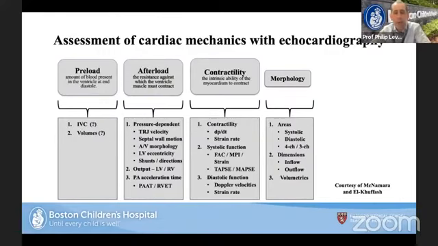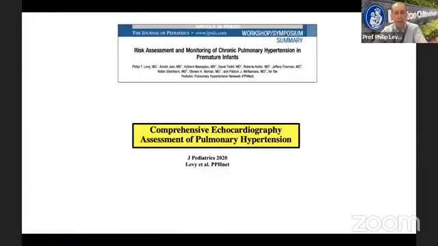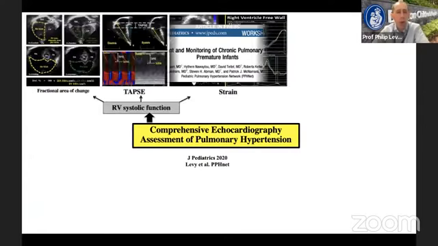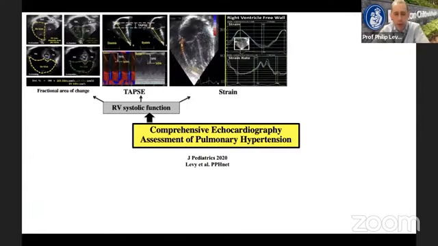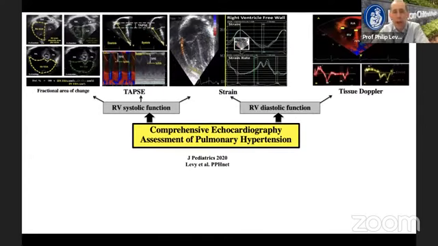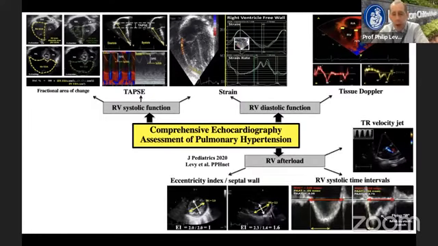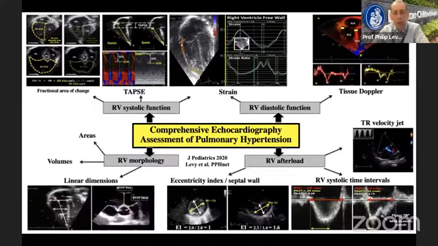I'm not asking for people to memorize the measures. I'm asking for people to understand what the measures are looking at. They're looking at measures of afterload, contractility, and preload. And what we have done succinctly over time is we have published these algorithms. So this is a paper from 2019 looking at pulmonary hypertension. We've looked at measures of RV function. We've looked at diastolic function. We've looked at RV afterload. We've looked at RV morphology, and we've published all of this.